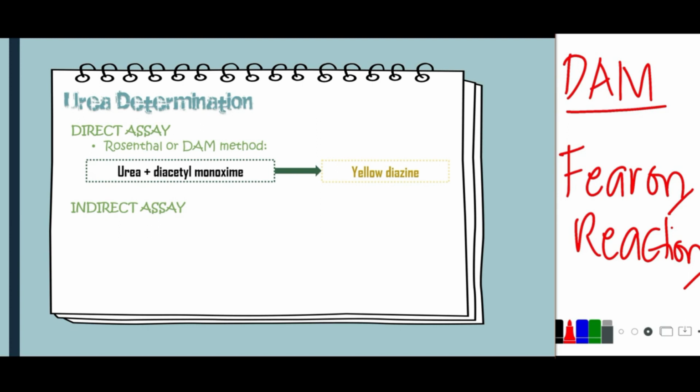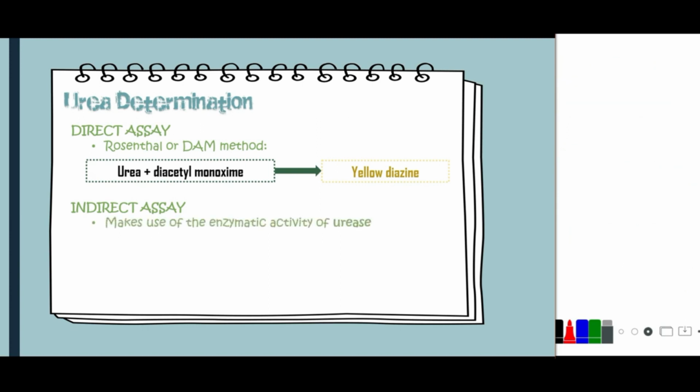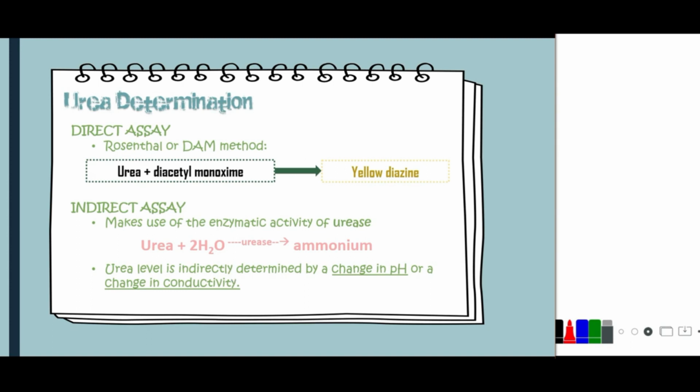Of course, it will involve the use of certain enzymes. The enzyme that is utilized for the indirect assay will be urease. So urea, in the presence of water, will be hydrolyzed by urease to ammonium. So urea here will be indirectly determined by either a change in pH or a change in conductivity. So why is there a change in pH or a change in conductivity? Take note, guys, we have here urea as our substrate and ammonium as the product.